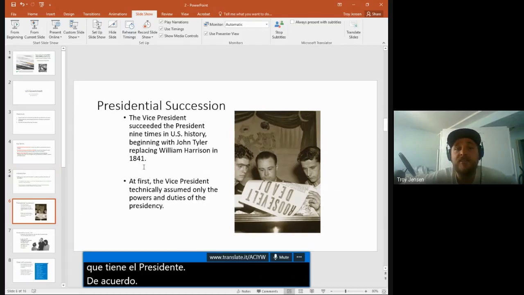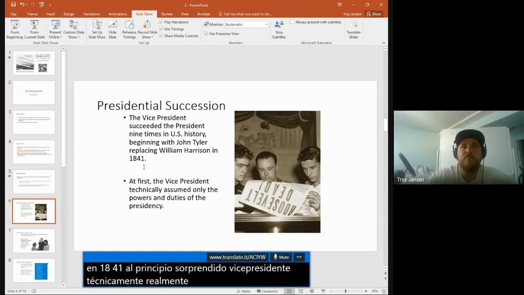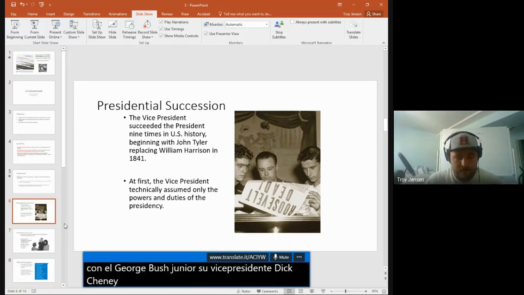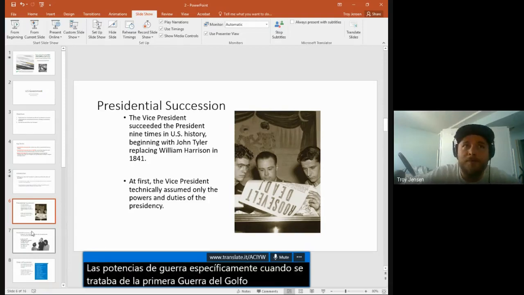Okay, so presidential succession. The vice president succeeded the president 9 times in U.S. history, beginning with John Tyler replacing William Harrison in 1841. At first, the vice president technically only assumed the job duties of the presidency, but the role of the vice president changed over time. We see with George Bush Jr., his vice president, Dick Cheney, actually exercised quite a bit of war powers, specifically when it came to the second Gulf War.